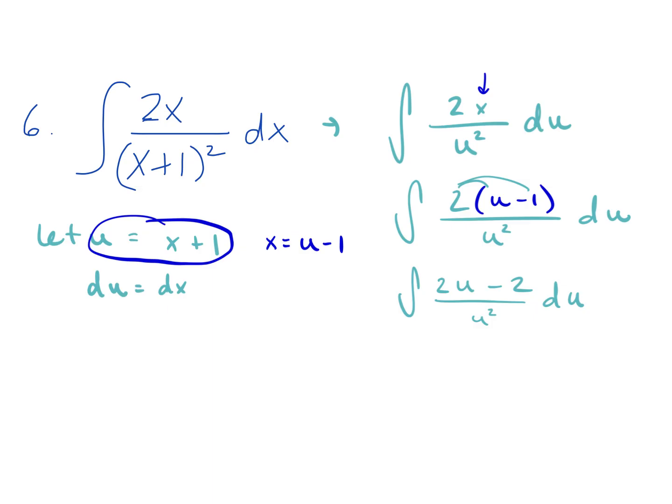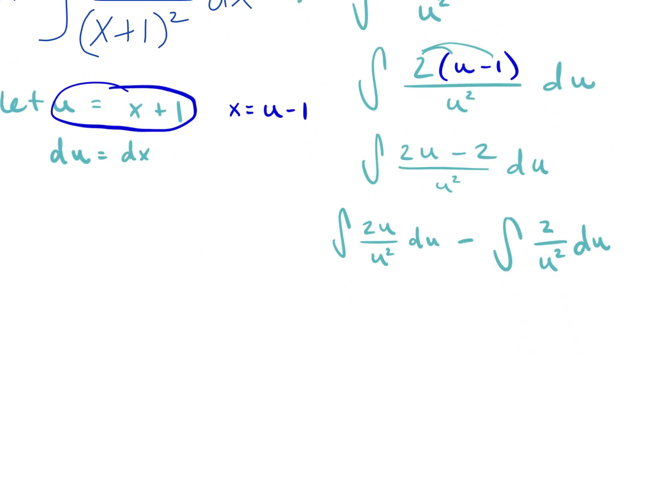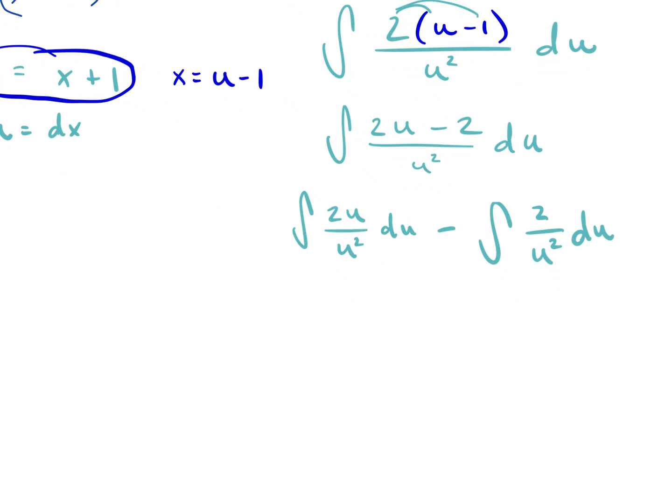We can split up our fractions. I can make this the integral of 2u over u squared du minus the integral of 2 over u squared du. So just split up my fractions. We can simplify our first one, the u's cancel, so I'm left with, I'll put the 2 outside now, 2 times the integral of 1 over u du.